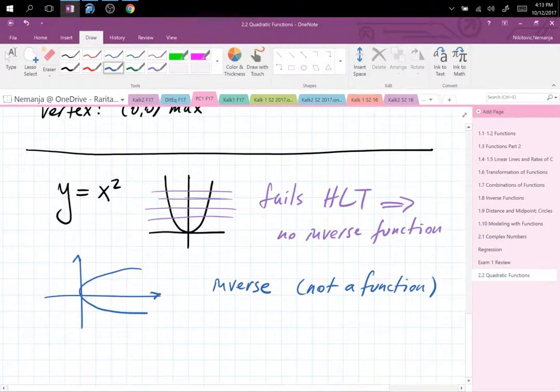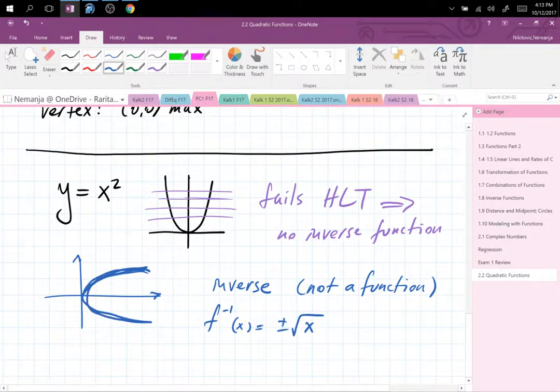What is the equation for the inverse? Well, if you swap domain and range, you will get that f inverse of x is plus or minus the root of x. There's a plus root x, the top branch, and a minus root x, the bottom branch. So y equals x squared is a function because it passes the vertical line test. The inverse is not a function because it fails the vertical line test. And you can also quickly determine that by using the horizontal line test to see that the inverse is not going to be a function.